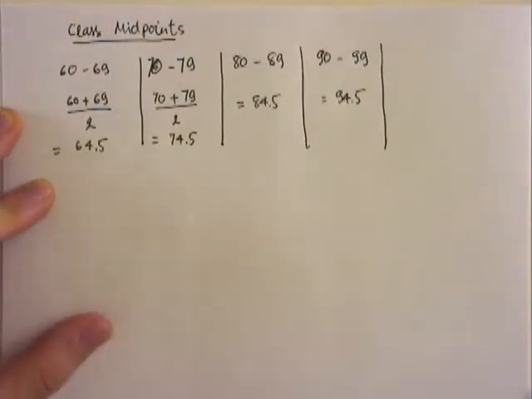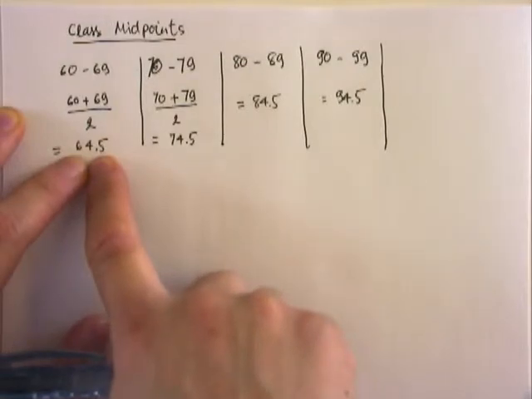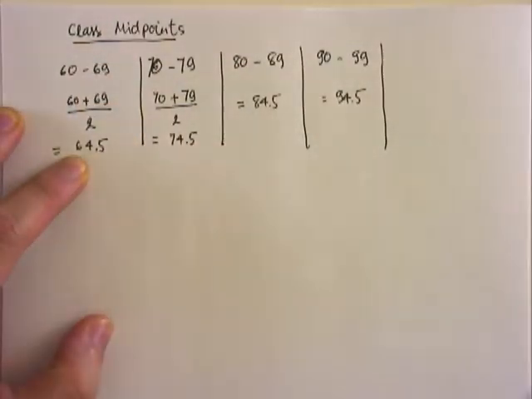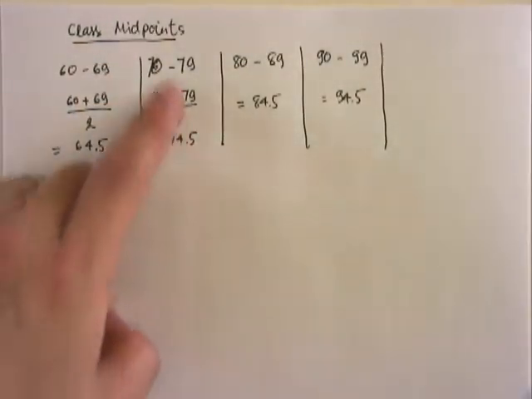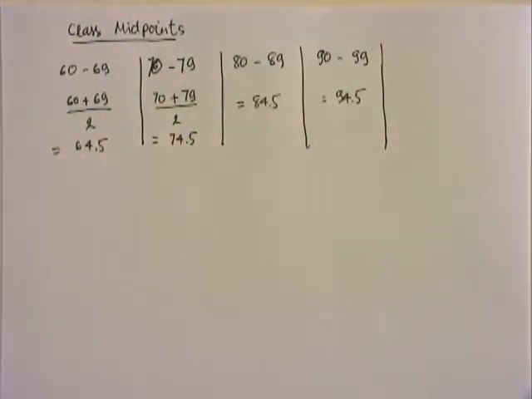The reason I'm calling them the class midpoint is just because these values exist right in the middle of each class. So here 74.5 is right in the middle of my class, even though each of these midpoints doesn't necessarily belong to the class itself.